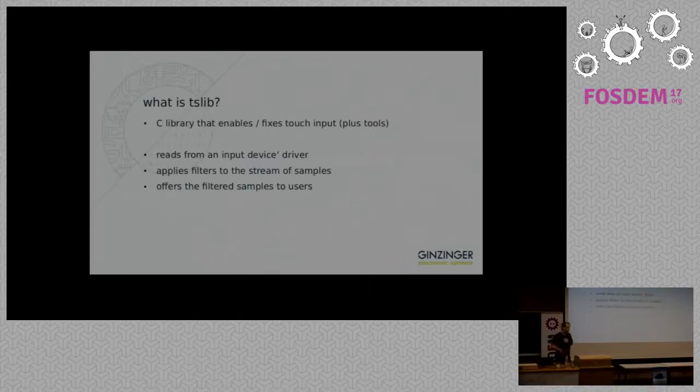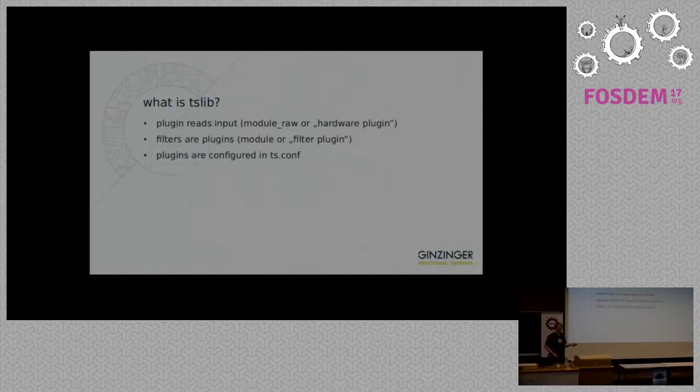So tslib is a C library. It simply enables or fixes touch input. There are tools included to quickly test and configure the library. What does it do? Very easy. It reads input samples from your input device driver. It applies filters to it, any number of filters, in any way you want. And it offers the resulting filtered input stream of samples to users. Easy, right?